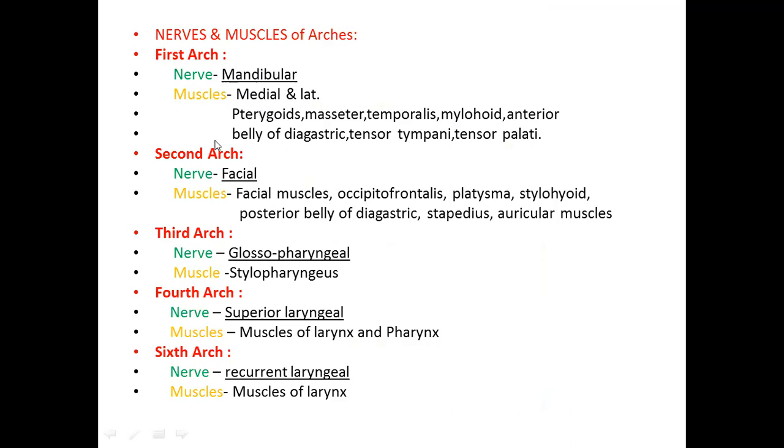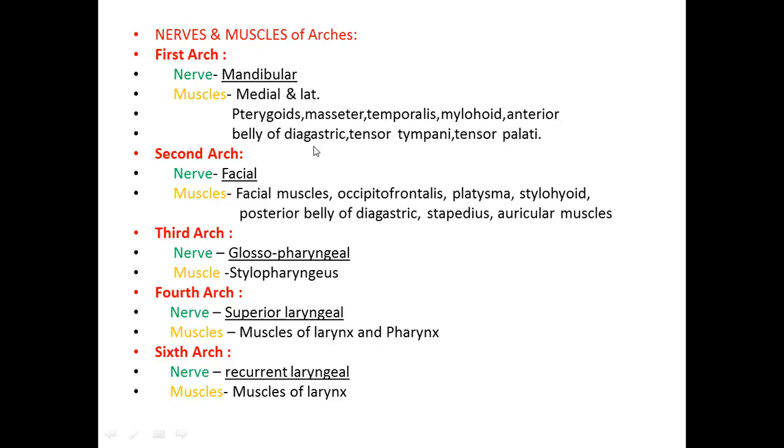So the medial and lateral pterygoids, then the masseter muscle, temporalis muscle, mylohyoid muscle, anterior belly of digastric, then tensor tympani, and tensor palati. These are the muscles concerned with the soft palate. Then the anterior belly of digastric.